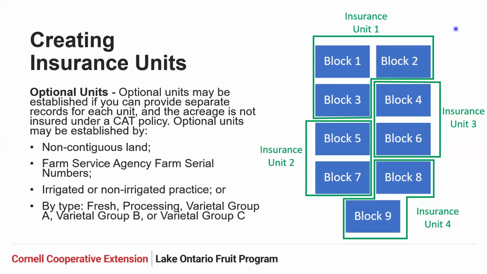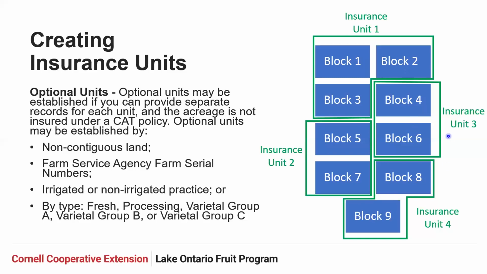So over here on the right is a schematic. You have all of your blocks laid out here, block 1, 2, 3, 4, 5, 6, 7, 8, 9. And then blocks with the same criteria are being grouped together into insurance units. So this might be a processing block, and this might be a fresh block. Or if your fresh blocks are broken into varietal groups, this could be varietal group A, varietal group B, and varietal group C.